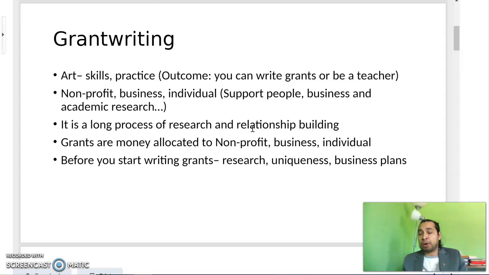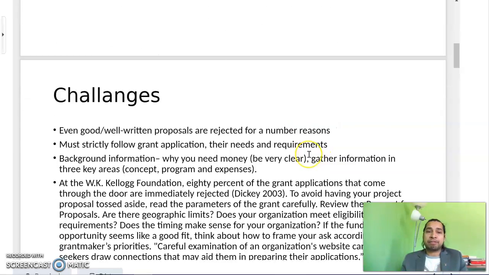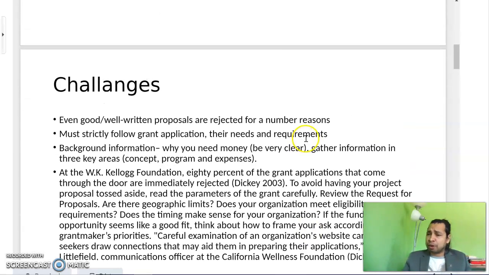Okay, and then what is the uniqueness of your project? You must know about the uniqueness of your project, and what your business plan is. That is very important. So writing grants is not an easy job. It's very, very challenging. Sometimes even the best well-written proposals are rejected for a number of reasons. Perhaps you are unable to persuade them, or perhaps the project that you are working on is not as effective as the funders might be thinking of. Or there might be other reasons that you may not even know.